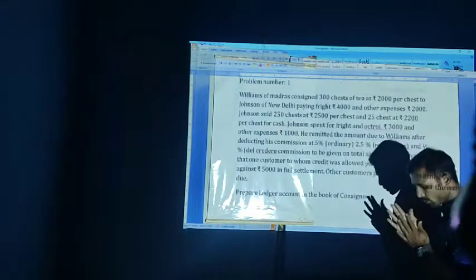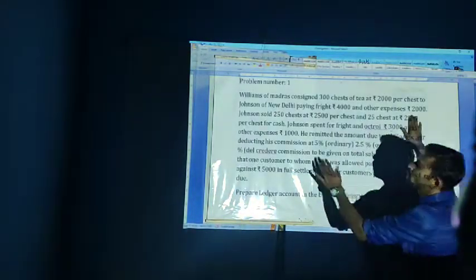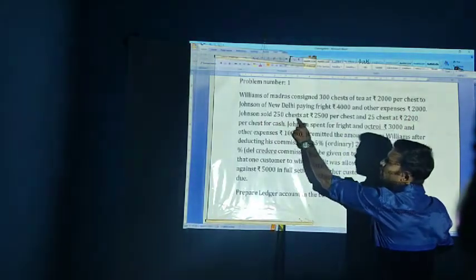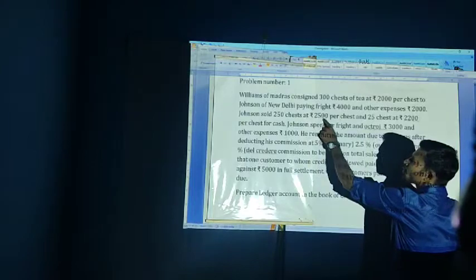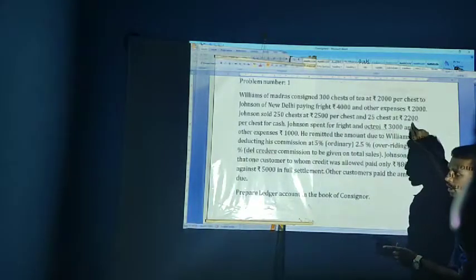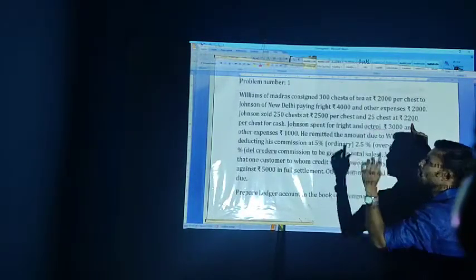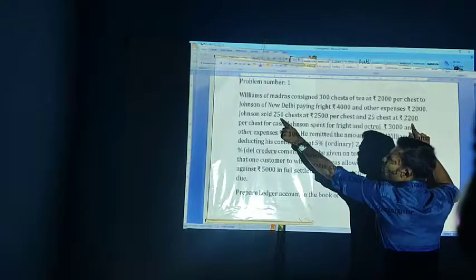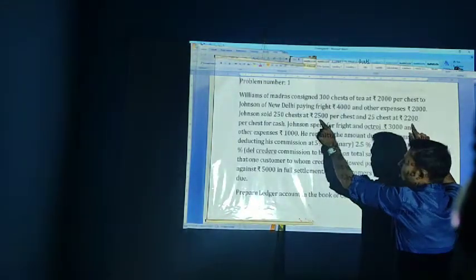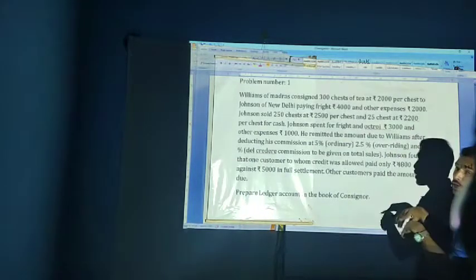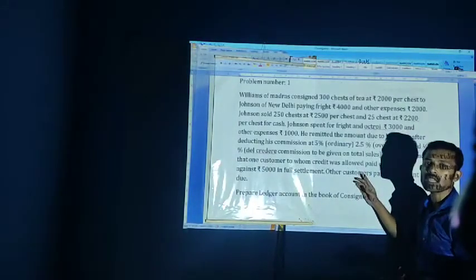Right, now continue with that. Johnson sold 250 chests at 2500 per chest and 25 chests at 2200. In two slab rates he is selling the goods. Total goods consigned is 300. Out of that, 250 he is selling at 2500, and 25 at 2200, and the remaining will be required as what? That is the closing stock.